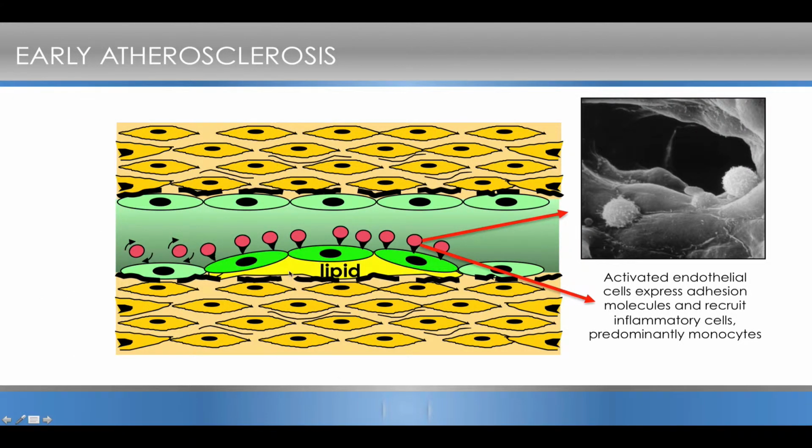Early atherosclerosis, as we've seen, is associated with the ingress of lipid into the vessel wall, and this is associated with the expression of a number of adhesion molecules by the endothelial cells. These recruit and trap circulating inflammatory cells on the surface, and you can see on this electron microscope image an inflammatory cell here and here and here. They've been trapped by these activated endothelial cell adhesion molecules.